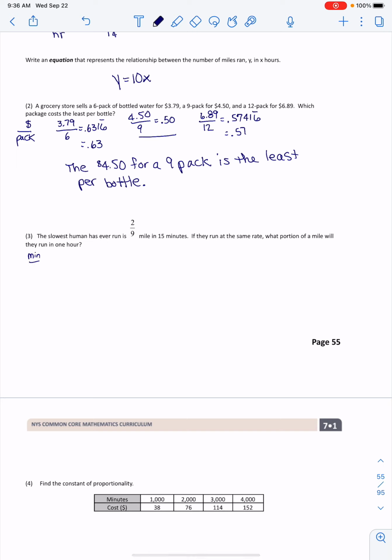Well, there's 60 minutes in an hour, and there's 15 minutes, so 15 minutes is 1/4 of an hour. So now we can go ahead and divide. So we have 2/9 divided by 1/4. And this, ladies and gentlemen, is the first question you can do in a calculator, and it becomes 8/9. They can run 8/9 of a mile in 1 hour.